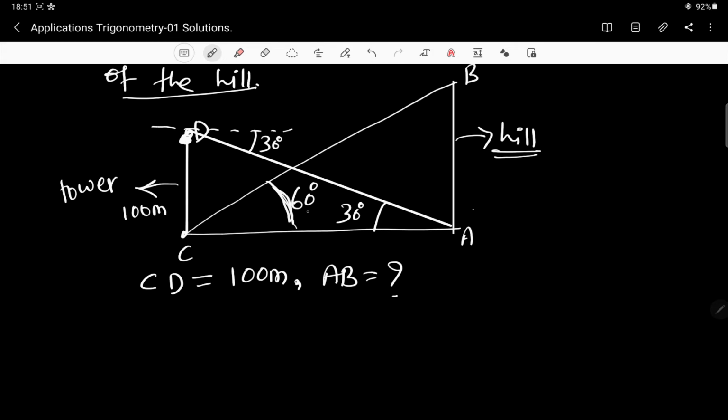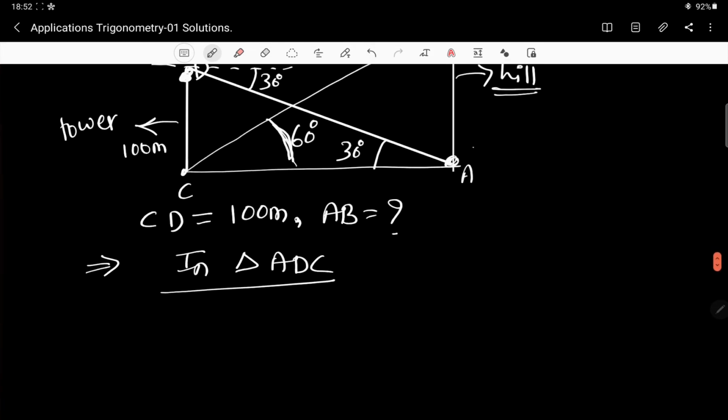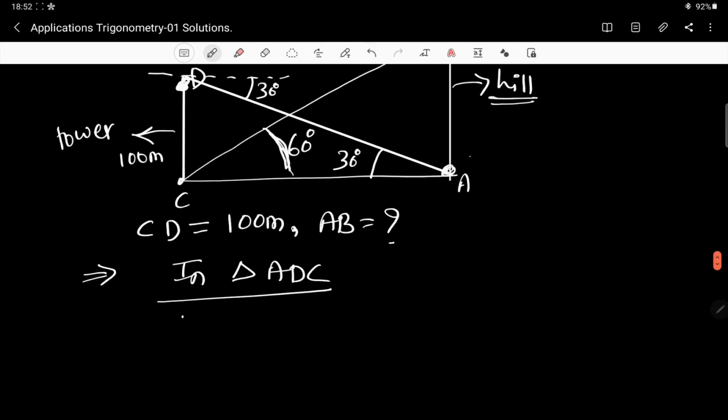For this AB, you have this angle of 60 degrees, so you can apply tan 60. Tan 60 means opposite, which is A to B, over adjacent, which is AC. But you don't know AC. To find AC, take help of triangle ADC. We did the last problem like this also. In triangle ADC, what can you apply? You can apply tan 30 degrees, which becomes CD divided by AC.